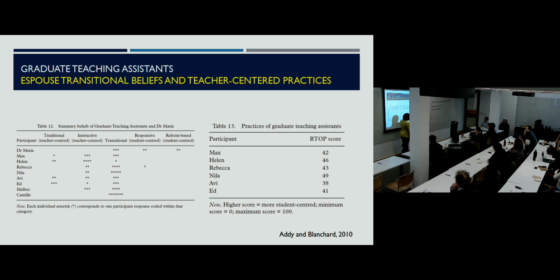But their RTOP scores actually fell mostly on the less student-centered side. So that was an interesting study. We're thinking about, well, yeah, their beliefs could be mostly transitional, pushing over to reform-minded after this program. Who knows? I didn't measure before the program. I wish I could have, but that would have been nice. But if you look at their practices, they're fairly skewed.